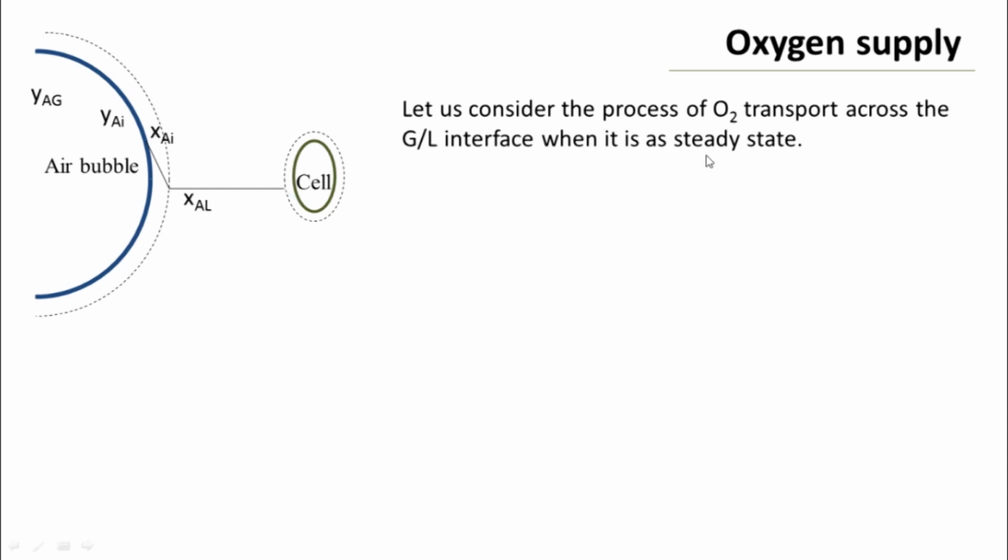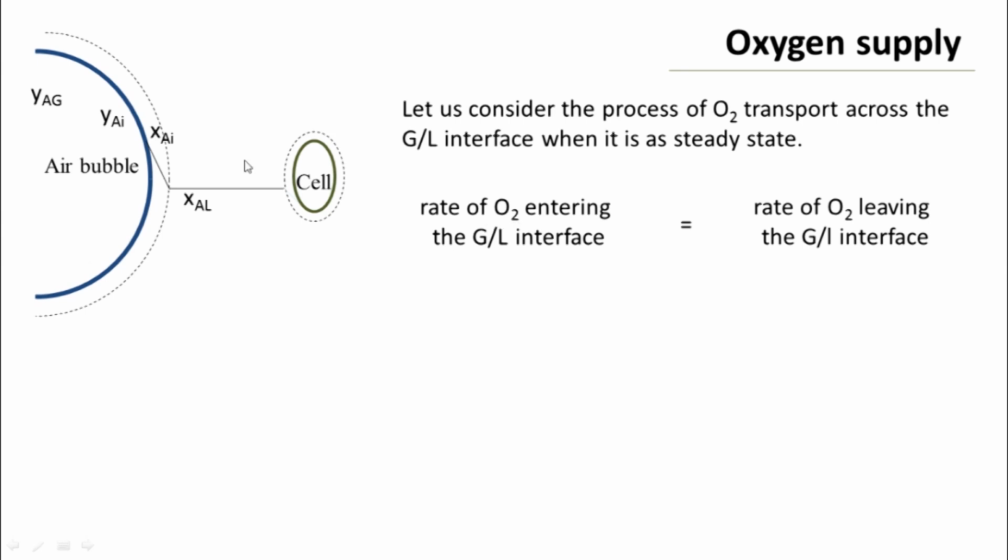Let us consider the transport of oxygen across the gas liquid interface when it is at steady state. Let us say that the steady state has been reached and we are looking at the transport across this interface here. The rate of oxygen entering the gas liquid interface must equal the rate of oxygen leaving the gas liquid interface for steady state to remain, or for steady state to be achieved. So this is true at steady state.